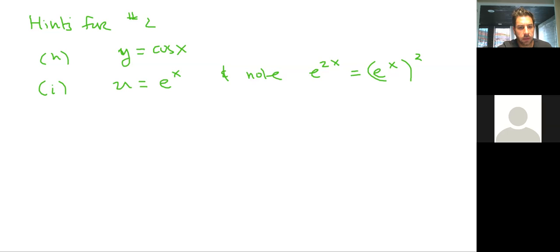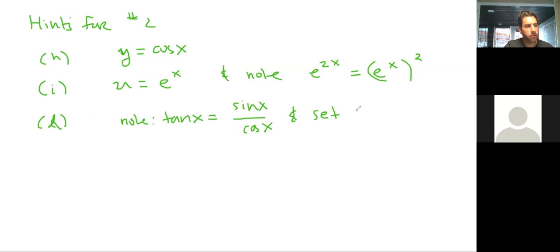Let's see. We've sort of covered all the other ones, types like that. Oh, here's one that you might not get, obviously. So for L, what you need to note is that tangent is equal to the sine over cosine. And then set y equal to cosine.